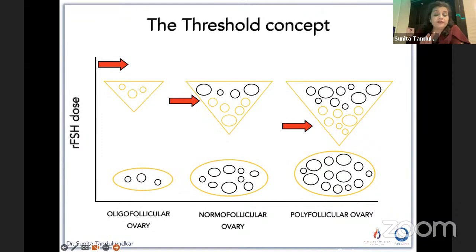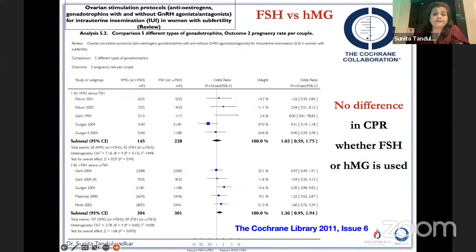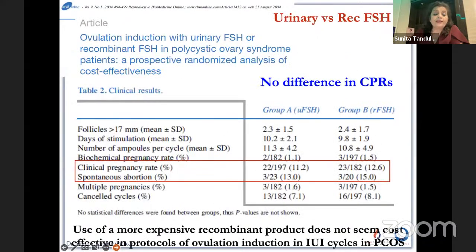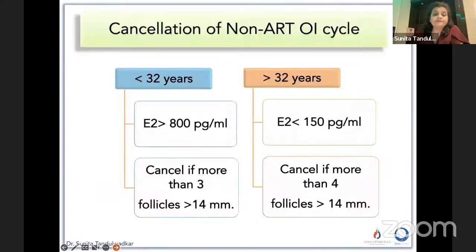It is very difficult to calculate this threshold. Sometimes your previous stimulation helps you decide what may be the best threshold for that patient. So Cochrane again and again has said otherwise: there is no difference in clinical pregnancy rate, whether you use recombinant, highly purified, or urinary gonadotrophin.